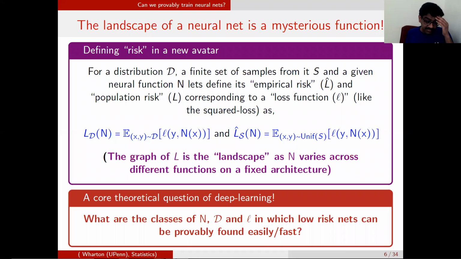Please go on. Yeah, so this is the landscape definition. The core question of deep learning is, what are the classes of N, D, and L for which low risk nets can be provably found easily and fast? This is the main question of deep learning. We don't have a very good understanding of what are good triplets N, D, L. What are the good triplets N, D, L for which this search is easy and fast? That's the main problem we want to understand someday.